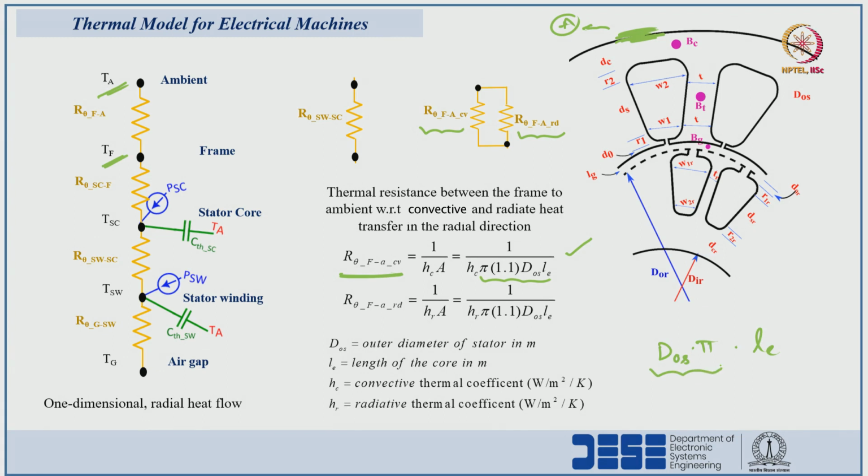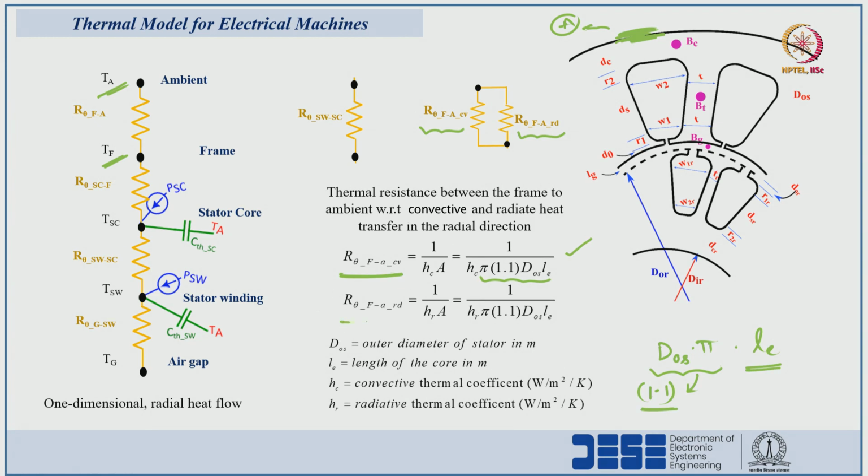So, this is nothing but the perimeter with respect to the outer diameter of the stator. I am multiplying, or increasing, this perimeter by 10% to get the frame outer diameter. This is an empirical relation, 10% more I am considering here, and the length will be LE.